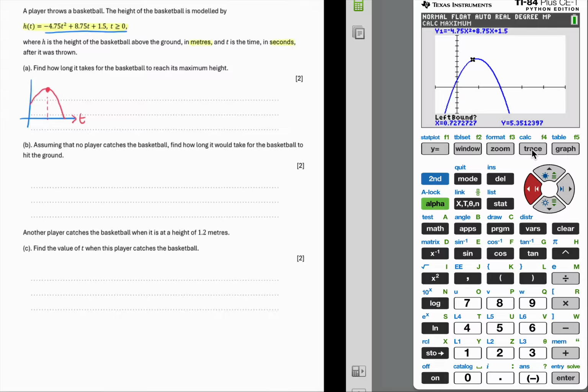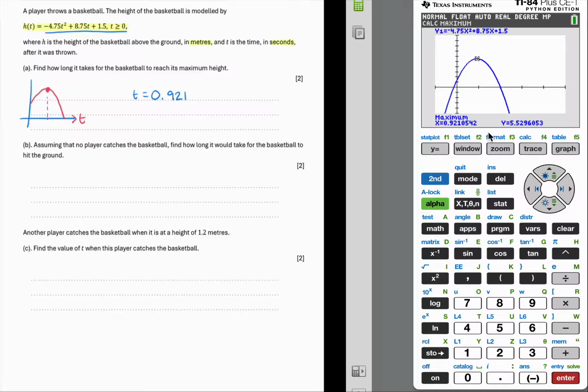We need to go once to the left, once to the right, and then we find that middle point, and we can see that the maximum time, so the x coordinate, is 0.921. So it's going to be when t equals 0.921. And don't forget to write the variable as t, not x.